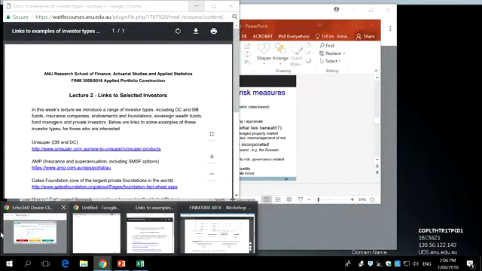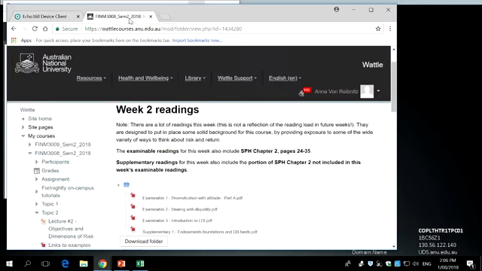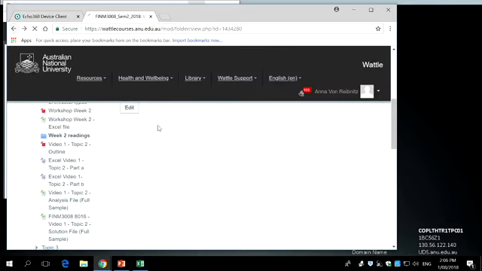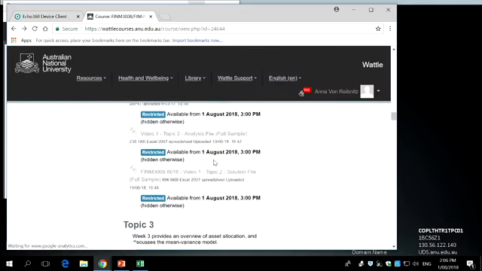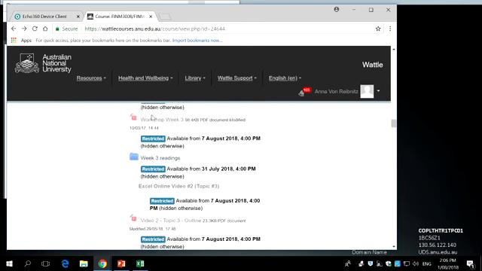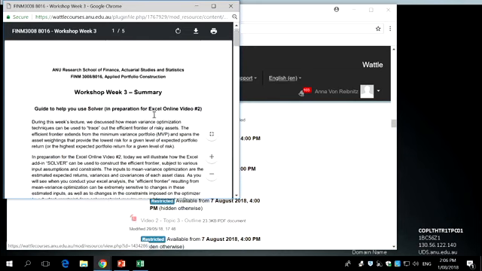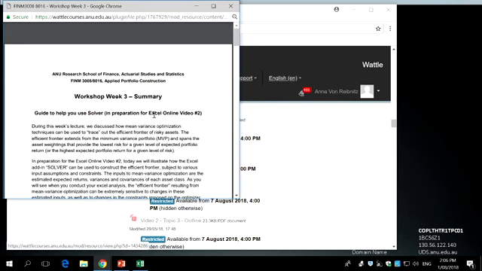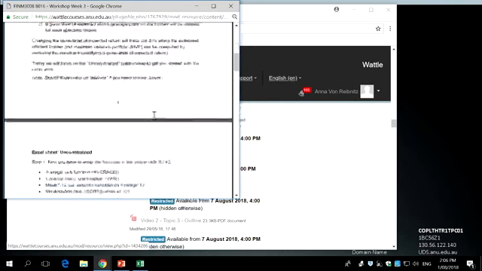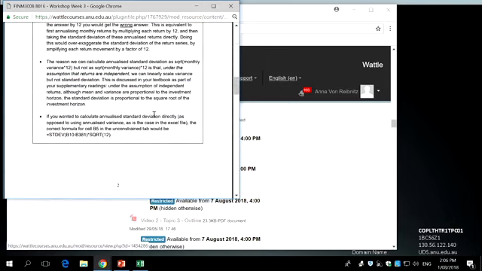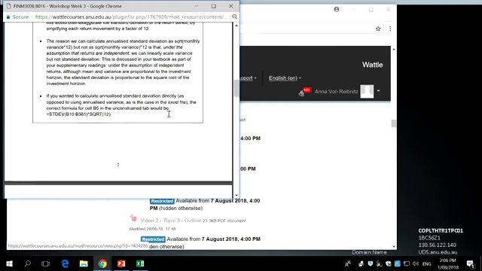What I currently have planned for next week is a guide to how to use what we call Solver, which is a tool that enables you to do mean variance analysis. So if I don't have time to do the Excel work today, then I'm going to do this and Solver next week.